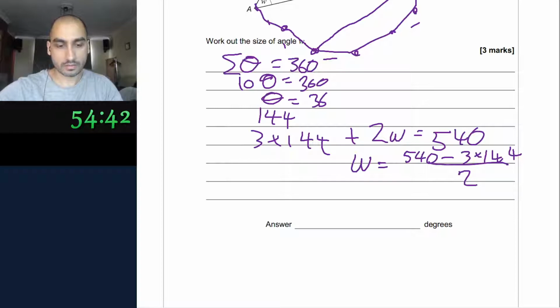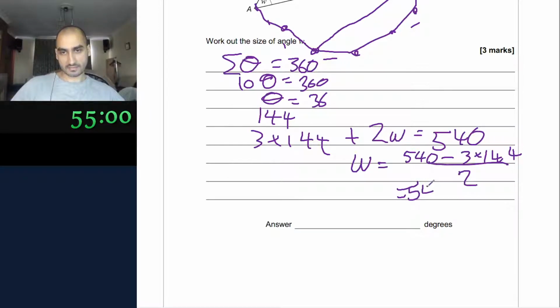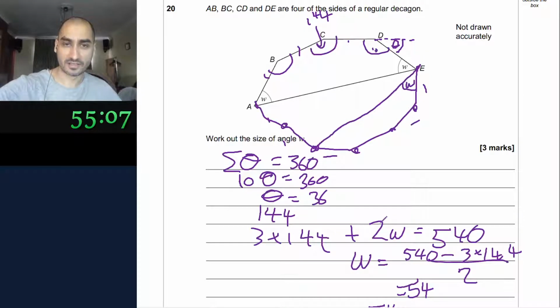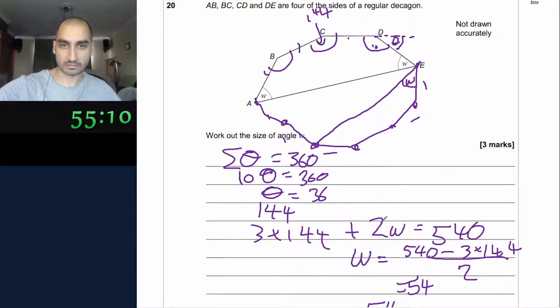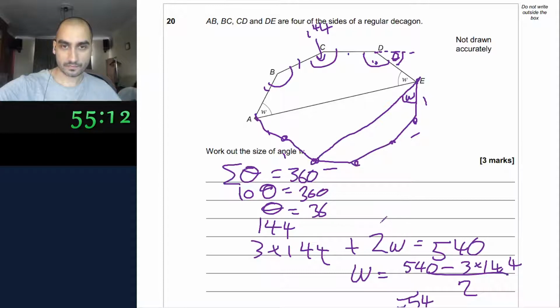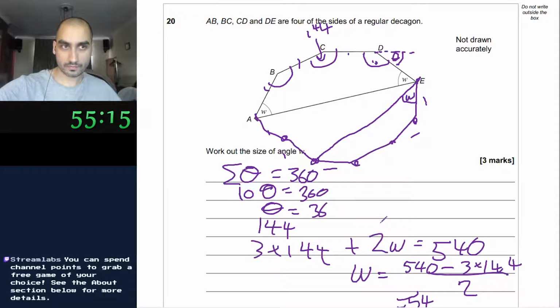540 take away 3 times 144. So 54. That sounds like a number which would have had a much easier way of getting to it. Now that I think about it, 54. It sounds like one of those very regular angle numbers. Whatever.